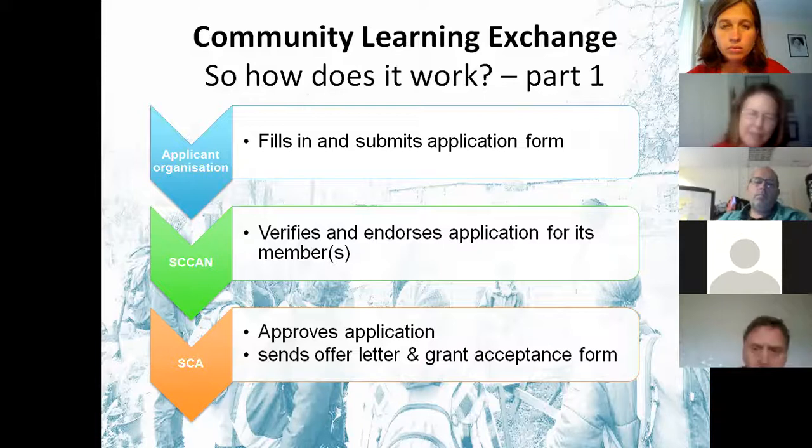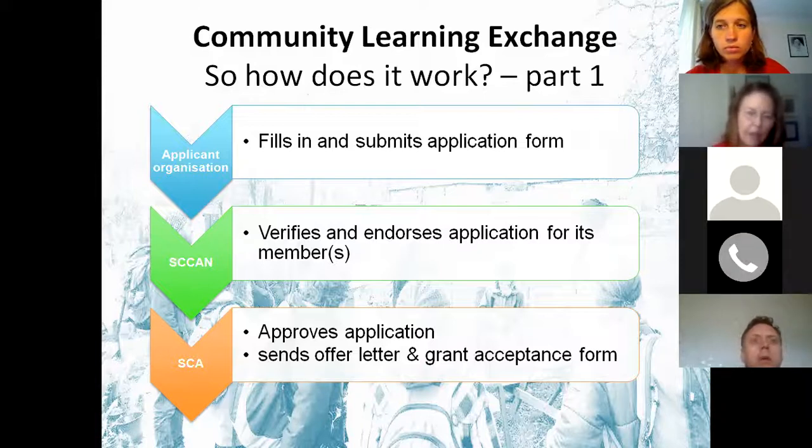This isn't particularly quality assurance. What it is, again, as I said, it's really for SCAN to say, I know this organisation, they're a bona fide organisation. It's not a man with a laptop in his attic filling in the form. I need to know it's a proper organisation, it's a community organisation, and it's a known organisation. When it comes to me, I will approve the application. In other words, make sure it's not any of these things that we weren't going to fund.